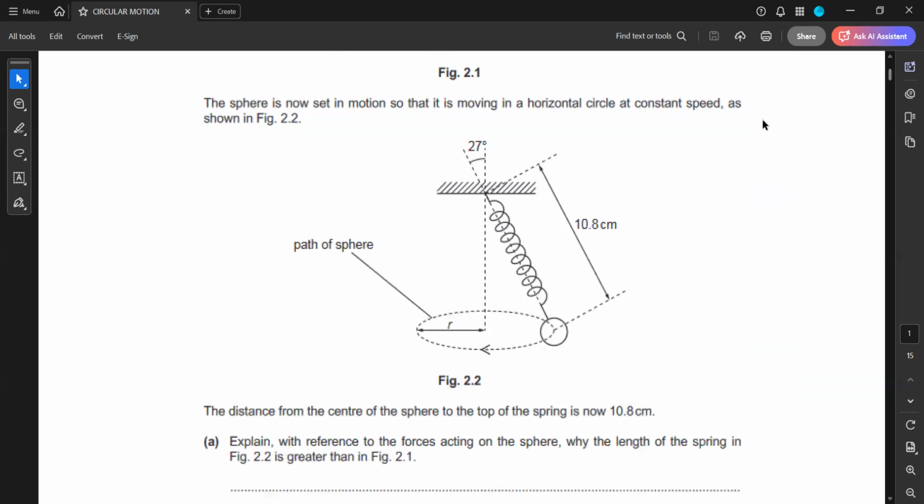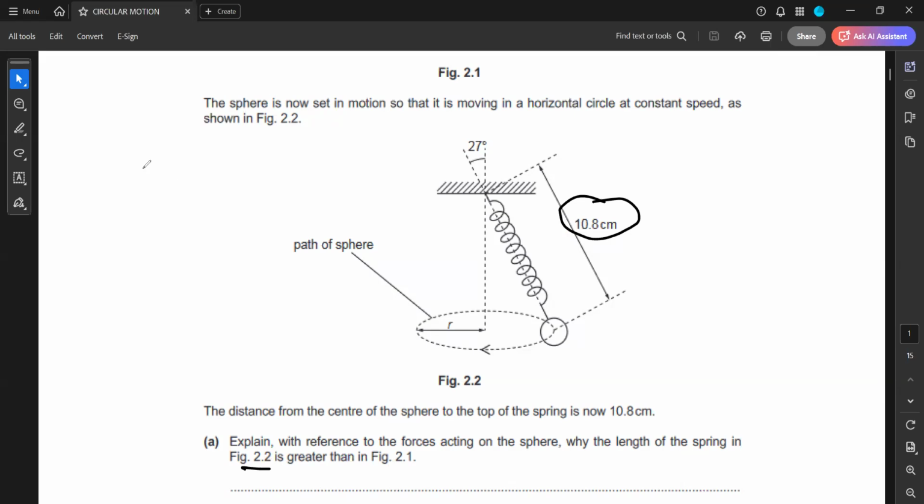The sphere is now set in motion so that it is moving in a horizontal circle, and the angle with the vertical is 27 degrees, with a constant speed as shown. The distance from the center of the sphere to the top of the spring is 10.8 centimeter. Explain with reference to the forces acting on the sphere why the length of the spring in figure 2.2 is greater than figure 2.1.